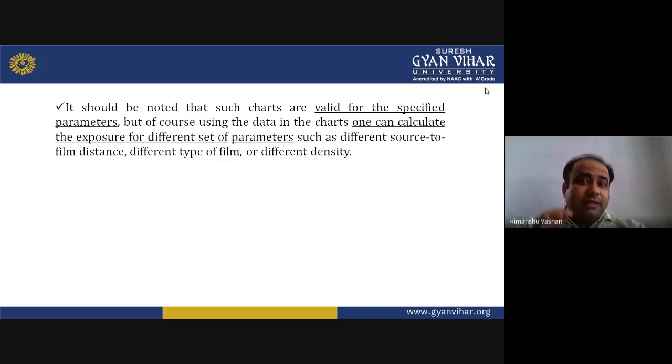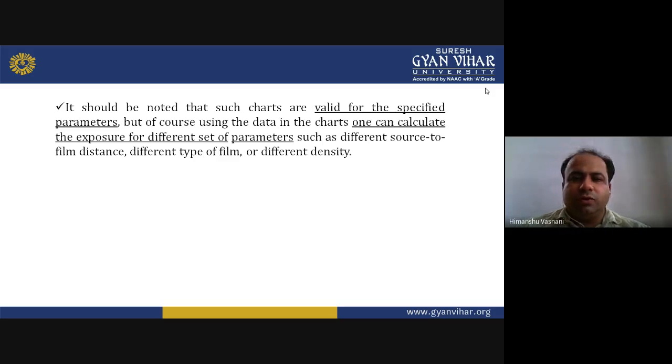Okay, they are parameters, and for that only these charts are variable. But of course, using the data in the charts, one can calculate the exposure for different sets of parameters, such as different source to film distance, different type of film, or different density. So you have the data, you have the approximate values, so you can calculate if any data in between is missing from the available database.